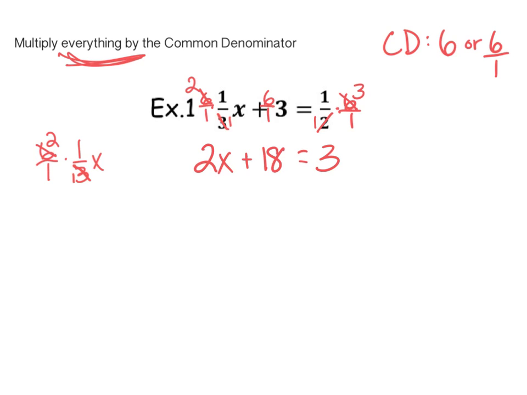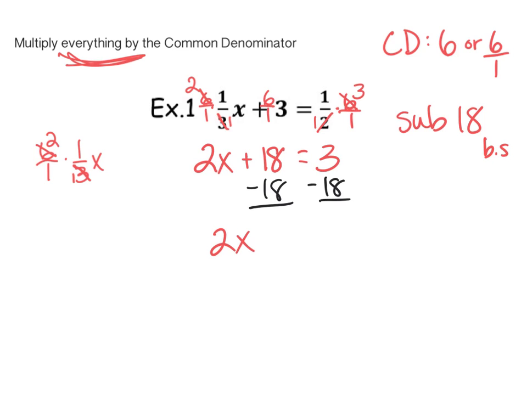Okay. So far, so good. What's the first step that I do to solve? Minus 18 to both sides. Subtract 18 both sides. Okay, so here we go. 2x is there still. What's 3 take away 18? Negative 15. We're going to end up having a fraction answer, but that's okay.